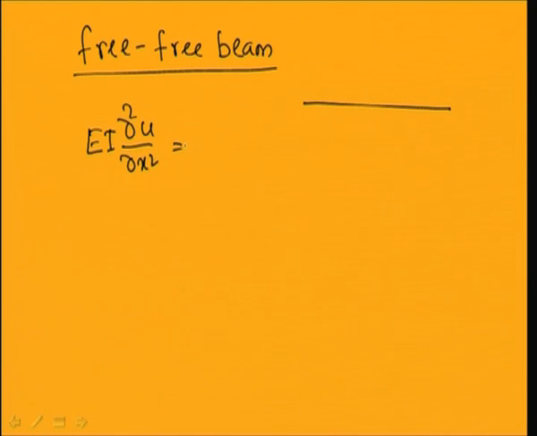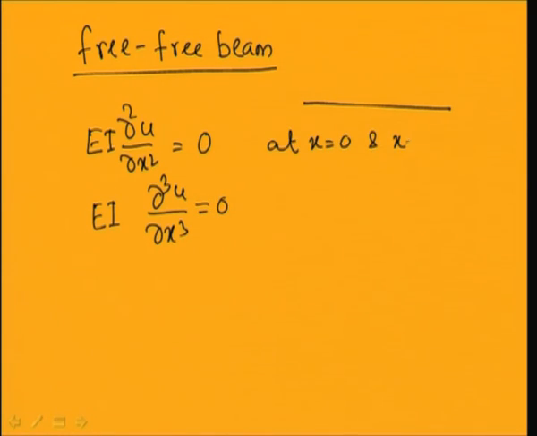For bending moment, I can write E I del square u by del x square equal to 0. So this is bending moment equal to 0. Shear force equal to 0 means E I del cube u by del x cube equal to 0, at x equal to 0 and x equal to L. Similarly, this is also at x equal to 0 and x equal to L.